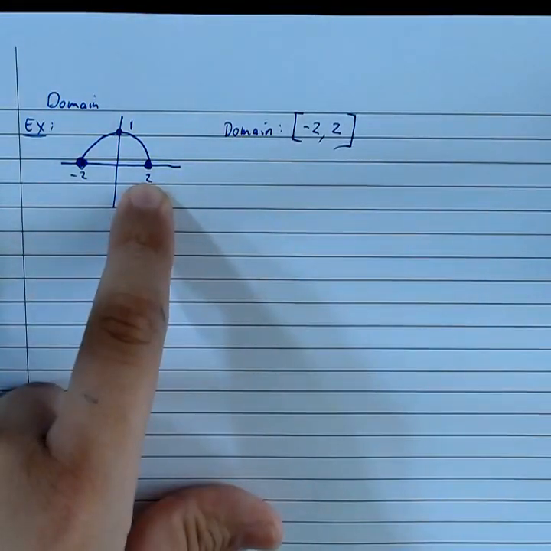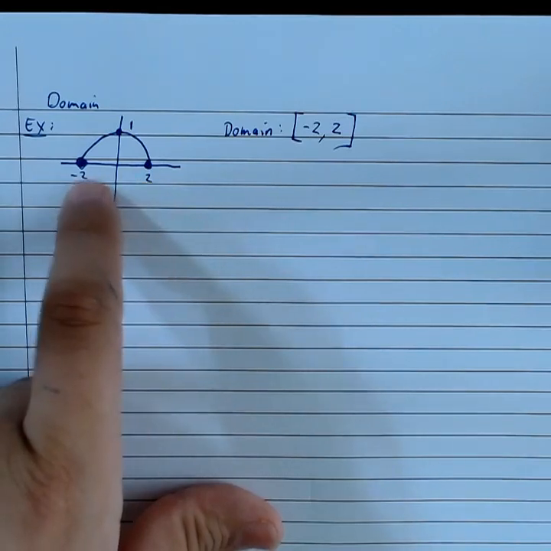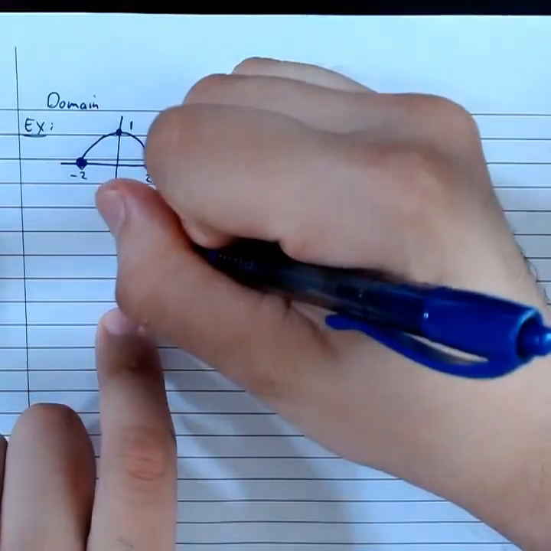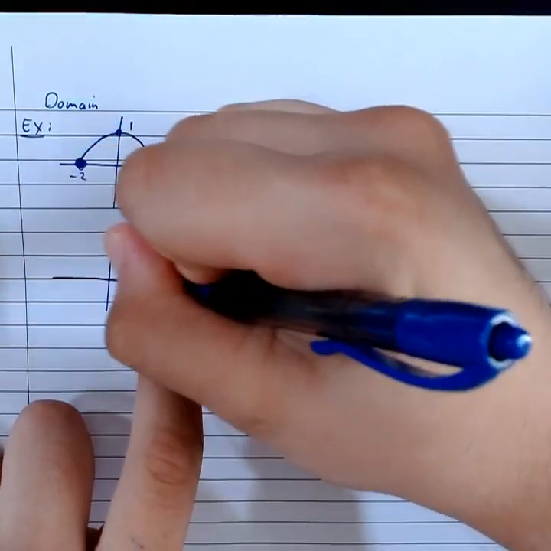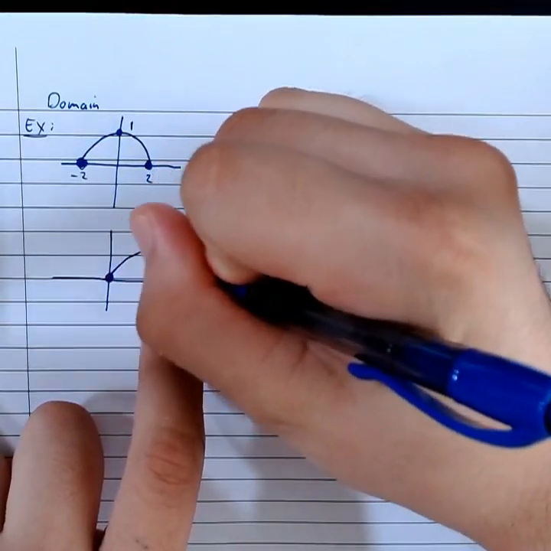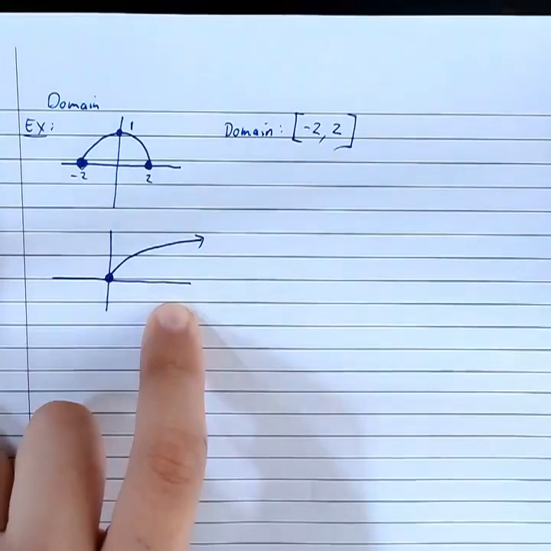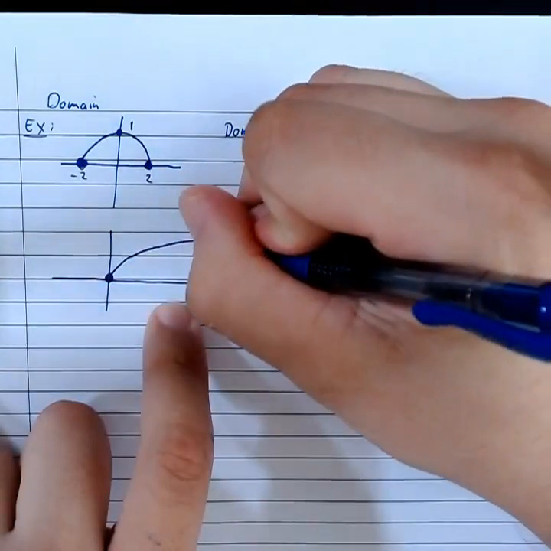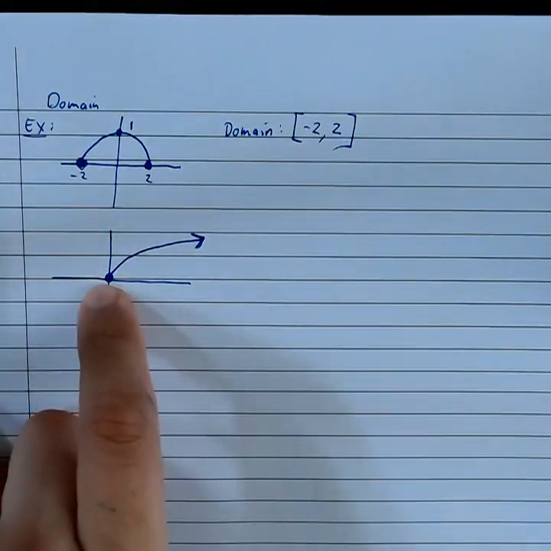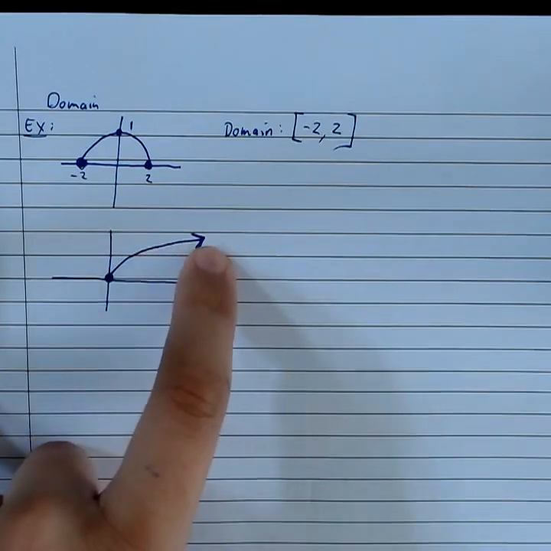So from a graph, it's actually fairly simple to find the domain. You simply state how far left and right the graph goes. Sometimes it'll keep going in one direction or another. For example, this graph here. We'll talk about this graph later, but this is the graph of the square root function. Here, notice that it has a beginning. It starts at 0, but notice it doesn't have an end. It keeps going forever to the right.